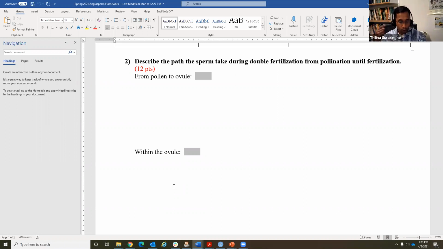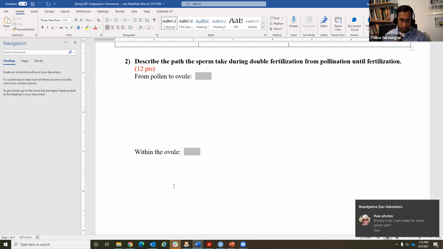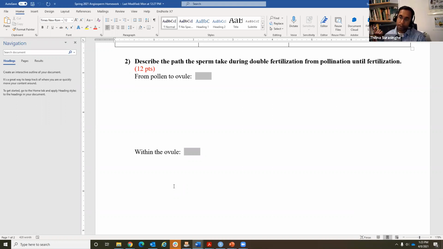Inside the ovule, the pollen tube enters the ovule through the micropyle, and both sperms are discharged into the embryo sac. One fertilizes the egg cell and makes the zygote, the other fertilizes the polar nuclei of the central cell and makes the endosperm. That's basically your answer. Make sure to separate what happens in the ovule and what happens outside the ovule.